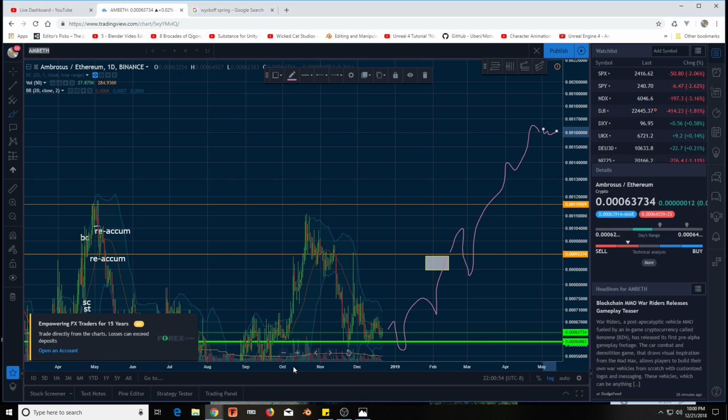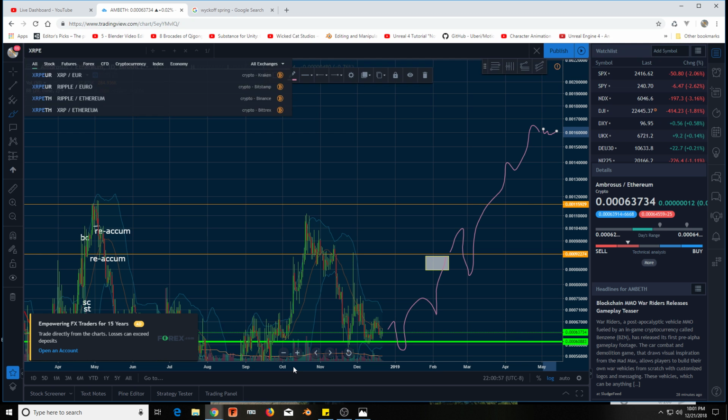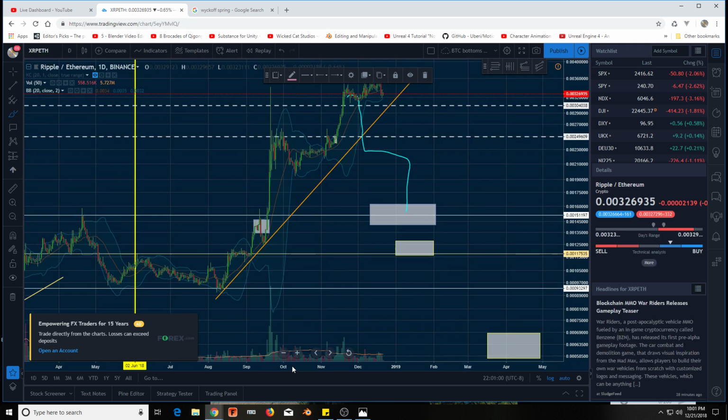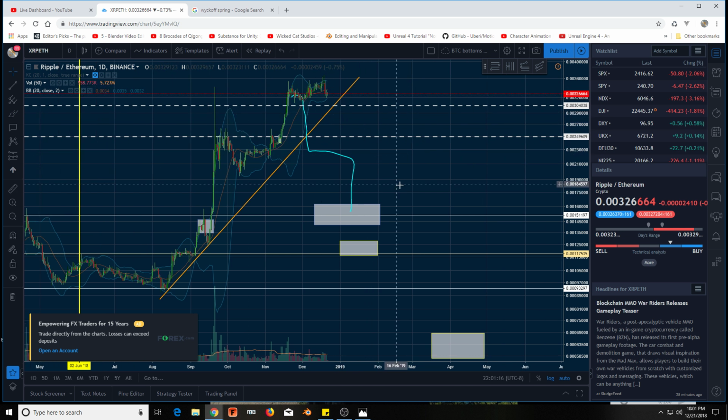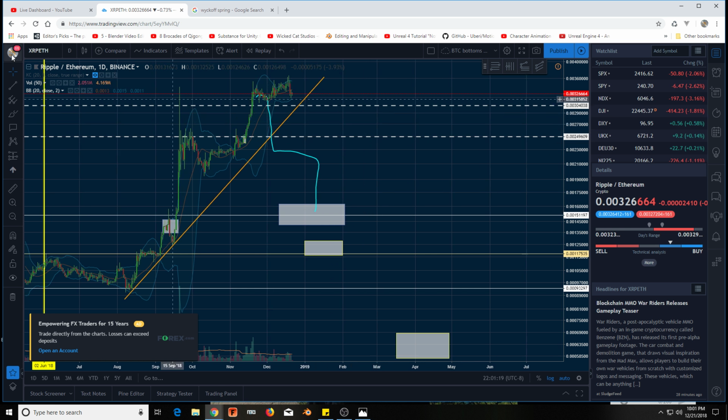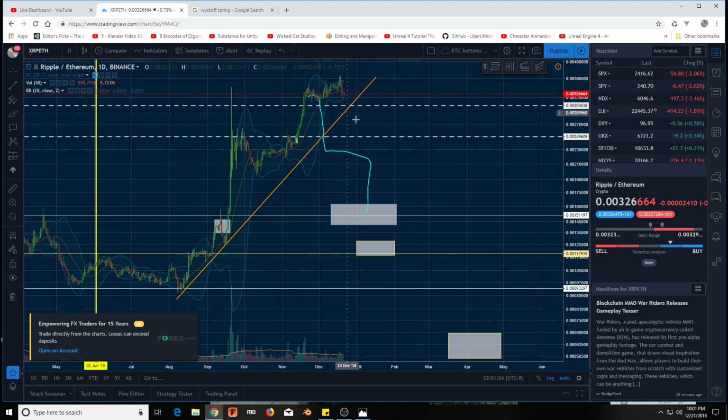XRP. That's my energy on XRP. Okay? And I like Ripple, the company, big time. XRP, if it moons, keep in mind this is Ether. But that's what I'm looking for, XRP in general. Let's look at XRP, USDT.